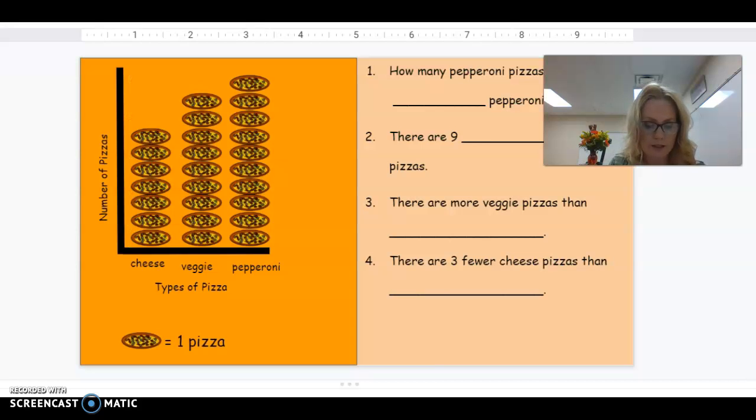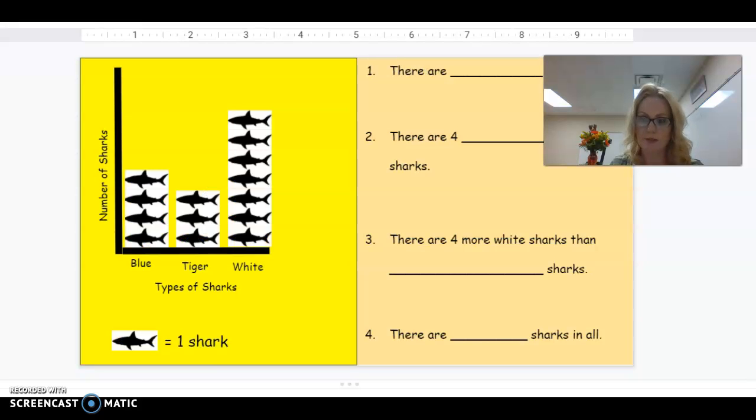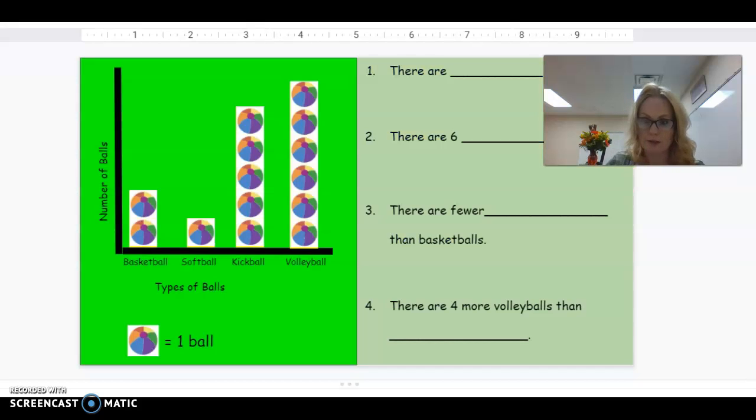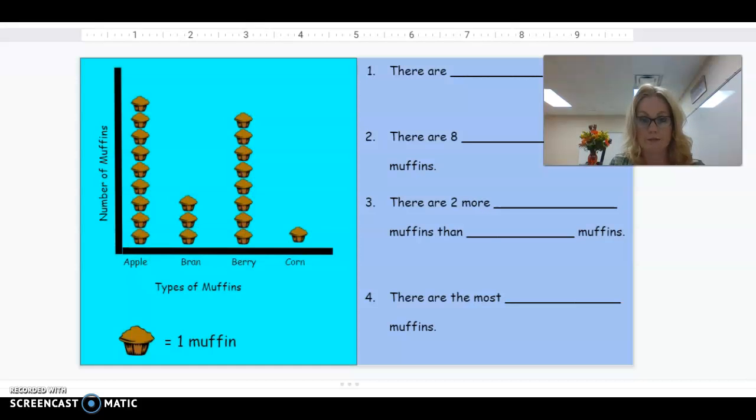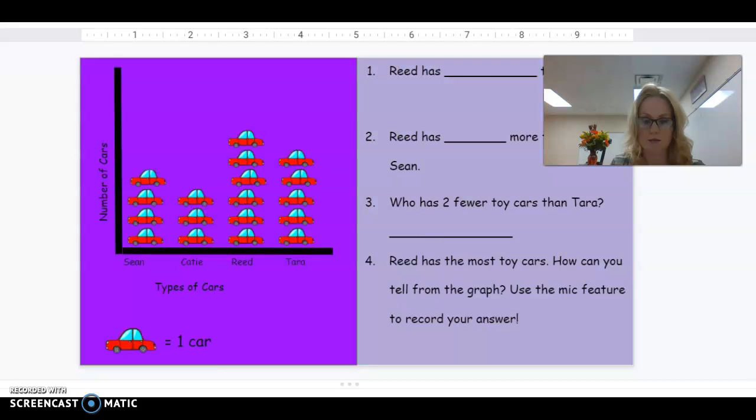There are different types of pictographs with different types of pizza, different types of sharks, different types of balls, different types of muffins, and different types of cars.